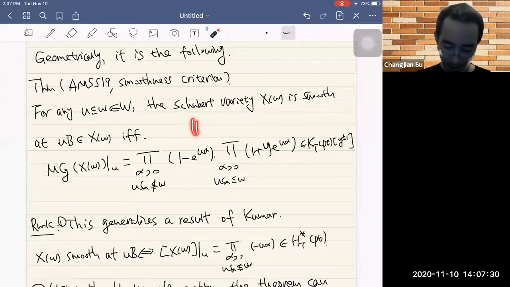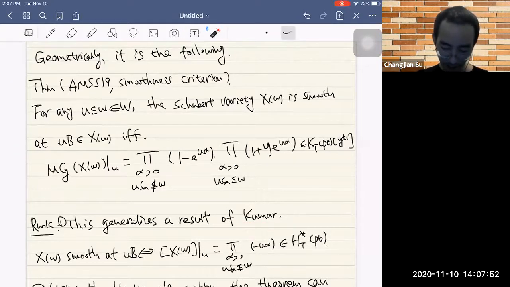So the other direction we'll use is the functorial properties for these MC classes. It depends crucially on this commuting with these proper pushforwards. Anyway, this is our generalization of Kummer's result.